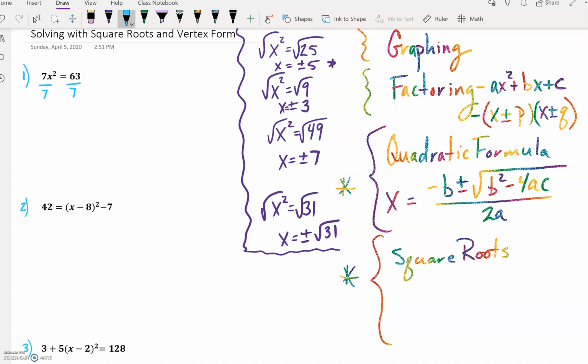So if you'd like to do that, now is a good time to pause, try these three, and then come back to it.